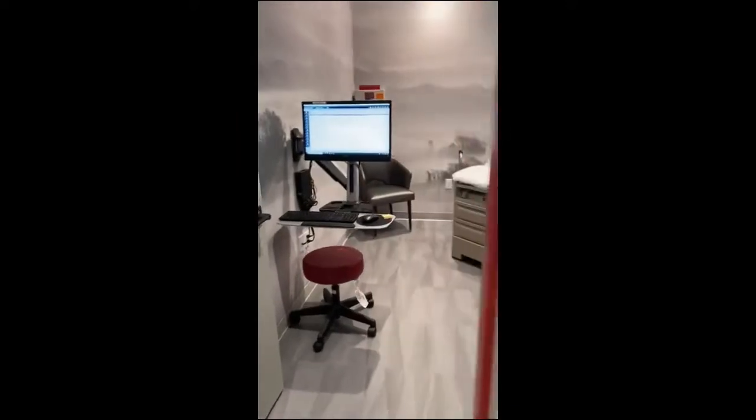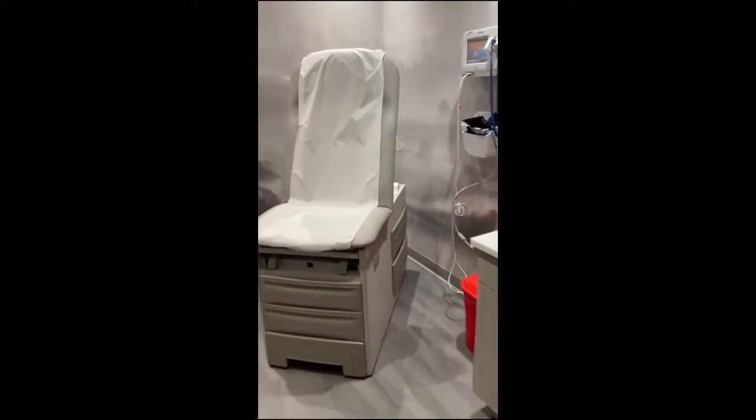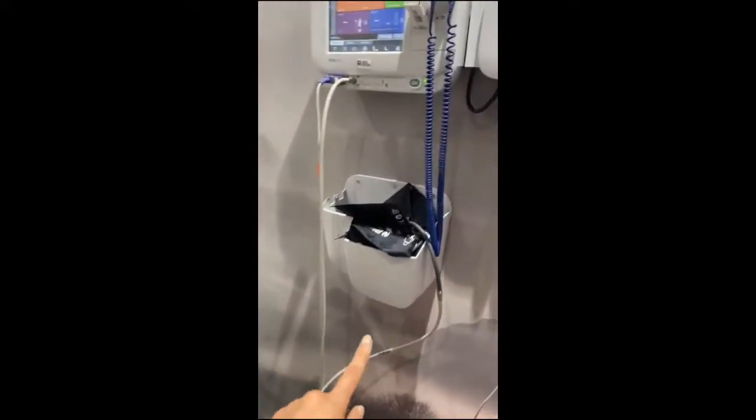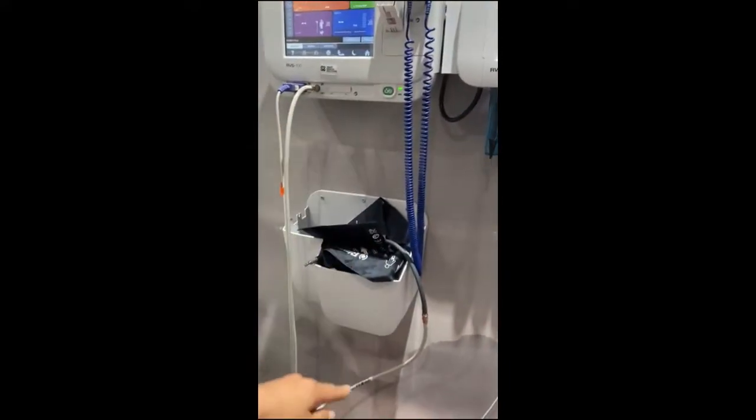So let's just go into this room. Then they will bring the patient here, sit them right over here, and take the vitals. So you have your blood pressure cuff, you have your temperature, you have your pulse ox in there, etc. And after they take their vitals, they will log them in.